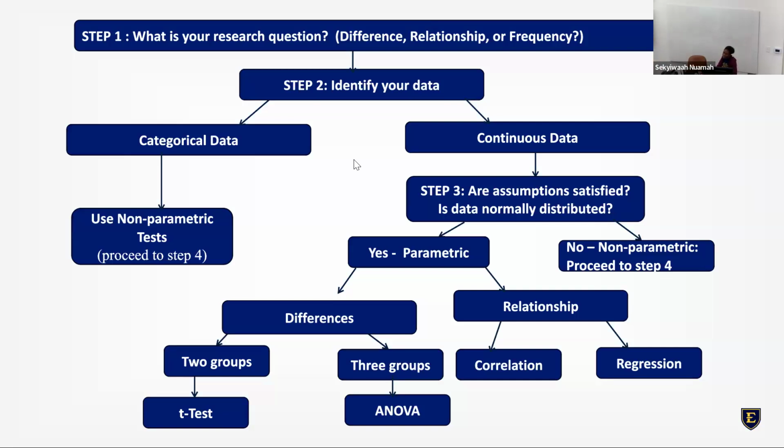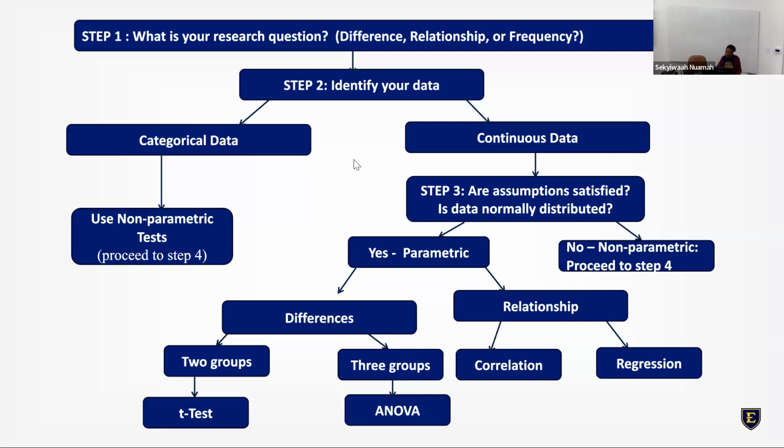And if it's continuous, then you ask yourself some questions. Is the data normally distributed? Is it satisfying the assumption of the parametric or not? If yes, then you go with what? The parametric test. And if no, you go with what? The non-parametric. So let's say our data is satisfying the assumption, so it's normally distributed. So I'm going with the parametric.